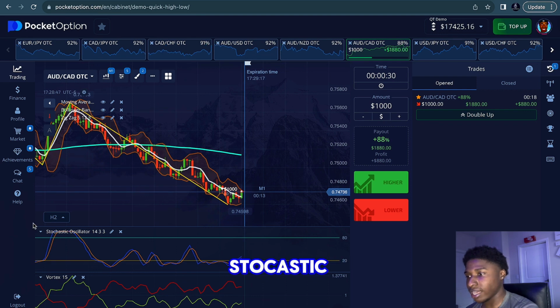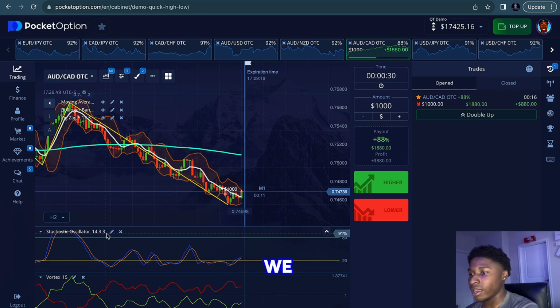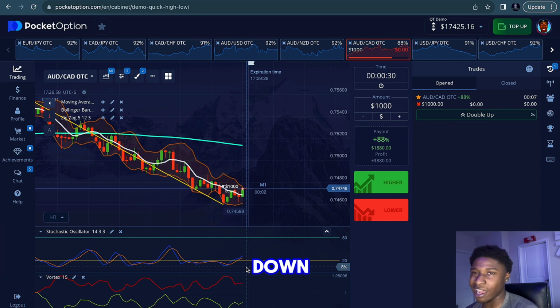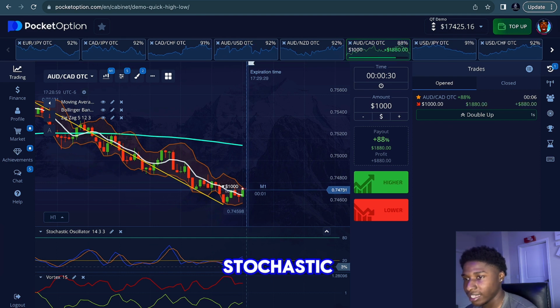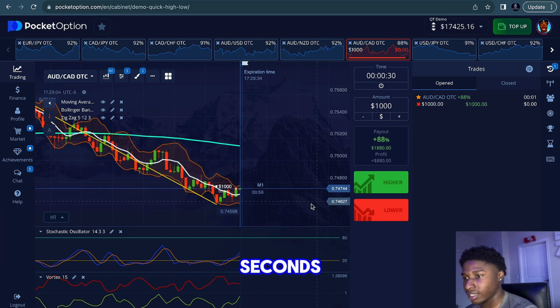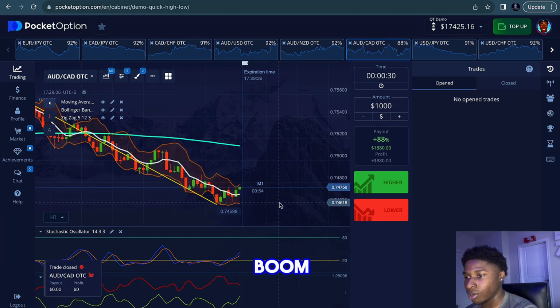So with the stochastic, guys, the next indicator, we have the 14, 3, and 3. What this means is once this blue line right here is above this orange line, we're expecting to go down. So down is up, up is down, kind of, with the stochastic, just depending on the time frame. As you can see, we're starting to come down. We have 2 seconds left in this trade, and boom, we literally closed.